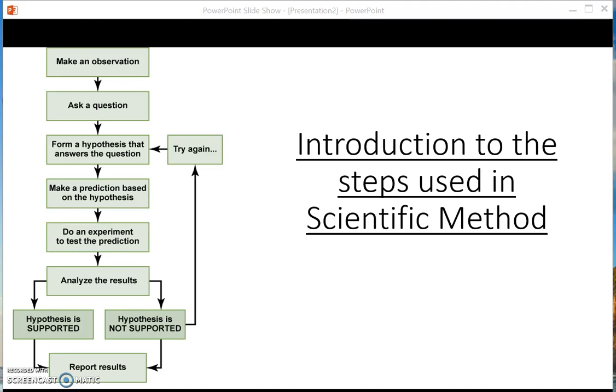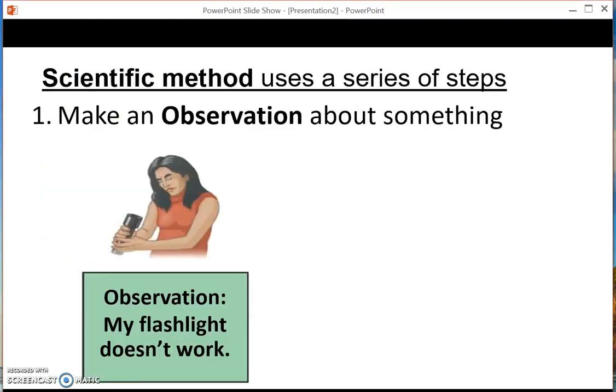And so if we take a look at our first slide here, what we can see is that the scientific method really involves you making an observation about something. And the example I have here is somebody is making an observation that their flashlight does not work. And typically when we're looking at an observation, you're using your sensory apparatus. So you are looking at something, you're smelling something. These are not things where you're drawing a conclusion. It's an observation where you're looking and starting to think about it.